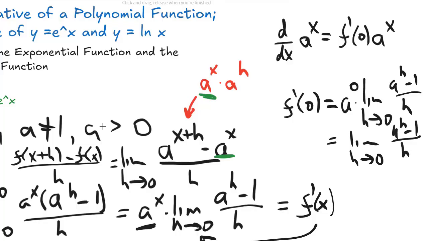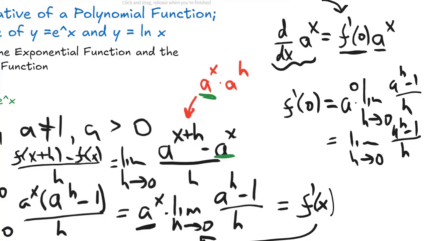So if f prime of 0 exists, then f prime exists, and the domain of f prime is the same as that of a to the x, which is all real numbers. This is because the derivative is equal to f prime of 0 times a to the x. We know a to the x exists, its domain is all real numbers, and f prime of 0 would just be a number because that's the derivative evaluated at 0. And so if f prime of 0 exists, then you're just multiplying that by a to the x, so the derivative of a to the x would also exist.